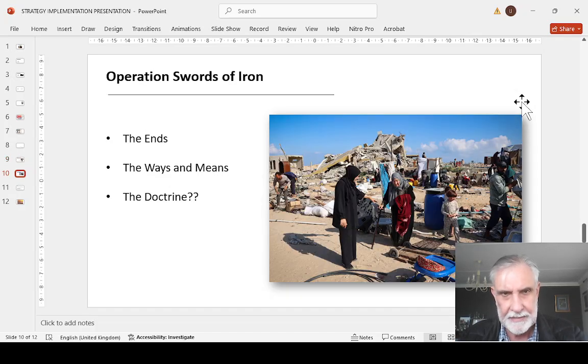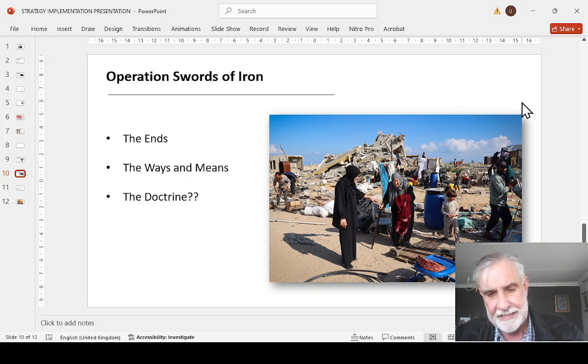Let's take a look at Operation Swords of Iron, the Israeli operation into Gaza. Now, that's the type of picture that nobody wants to see in any war. And this is one of the reasons why Israelis are being accused all over the world of taking things too far. But one thing you have to say is that as far as the ends are concerned, Israelis have been sticking to their guns from the beginning till now. And I'm talking 25 September 2024. I don't know when this is going to end.